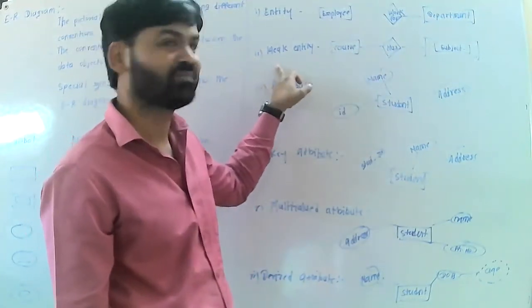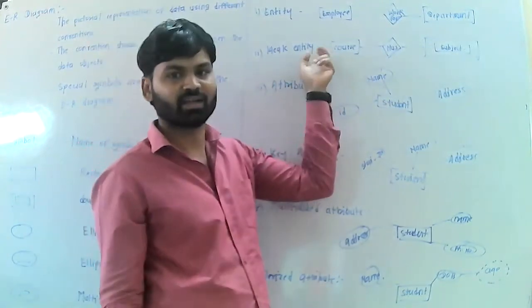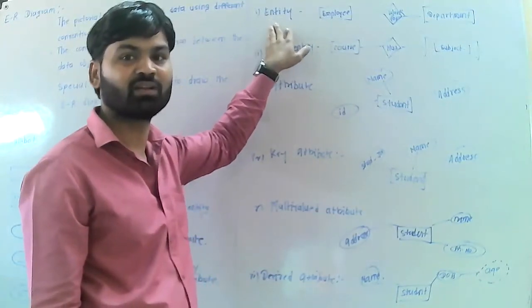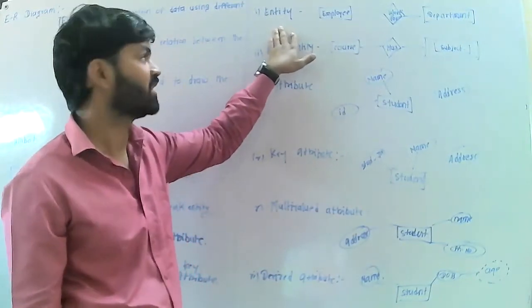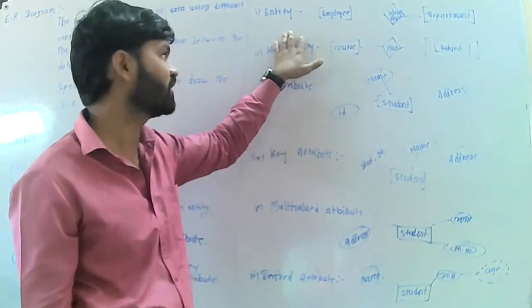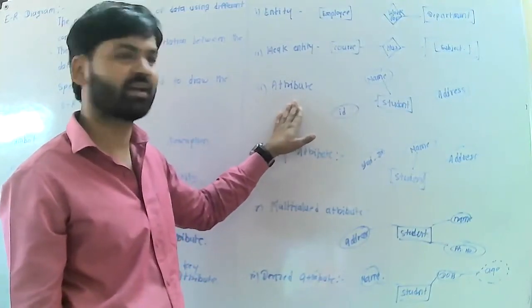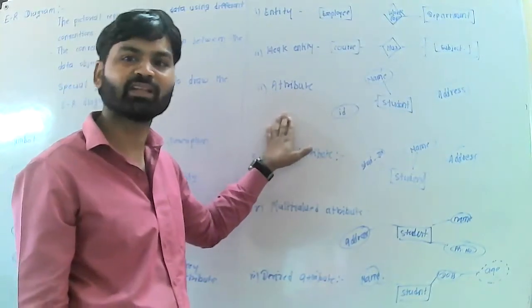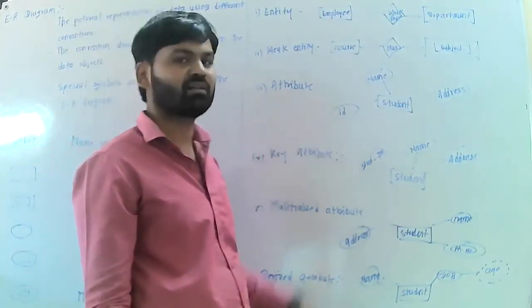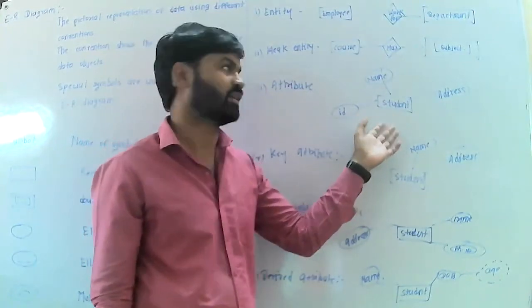What is weak entity? The entity which is dependent on another entity is called a weak entity. An entity is your real-time thing, that may be a person, place, or anything. Then attribute. What is attribute? Attribute means the properties of your entity. Attributes are used to show the properties of your entities.